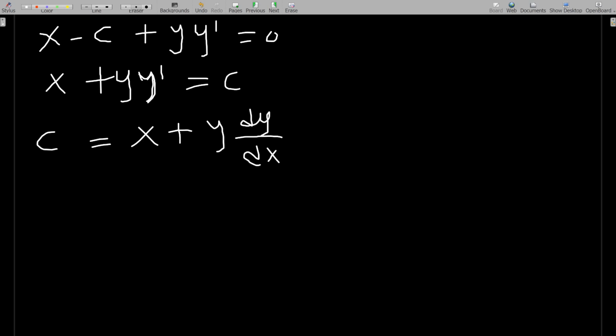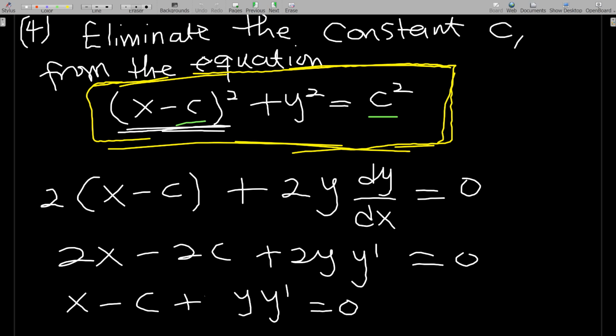So you go back to your first equation, equation 1. Let me put it that way. And after differentiating, this becomes equation 2. And I hope you remember that when we say that if you have one constant, you need 2 equations to eliminate it, and that the differential equation should be of order 1.